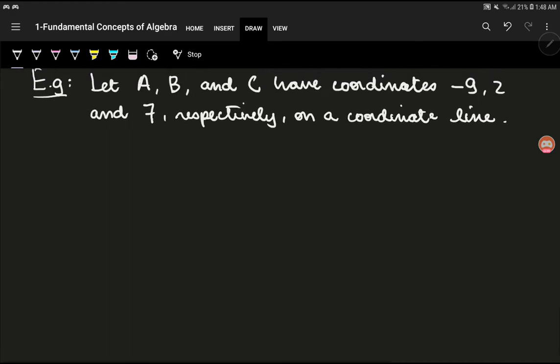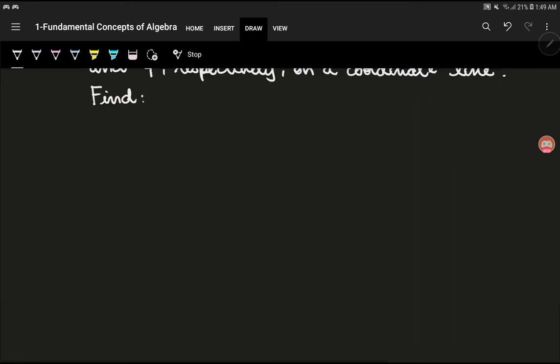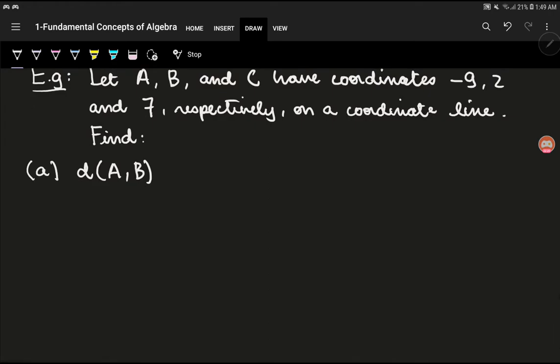Find the distance between point A and point B. So let's say we have point A with coordinate negative 9, point B with coordinate 2, and point C with coordinate 7, on a number line.